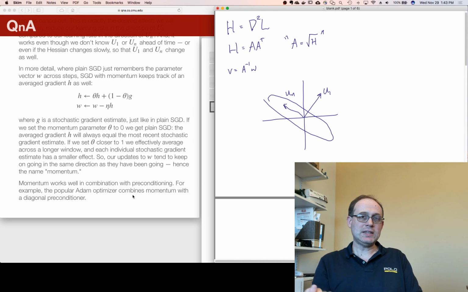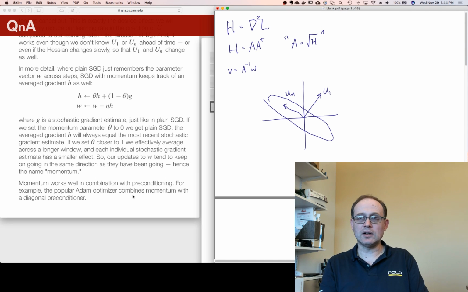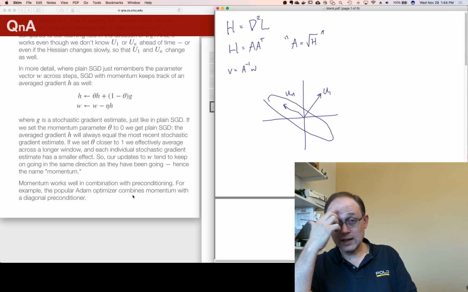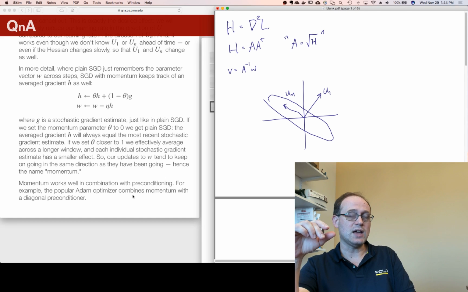And momentum and preconditioning, these are two orthogonal things you can do. You can do one or the other or both or neither, and their effects tend to be cumulative. So if you precondition and use momentum, you'll get the best of both worlds if you can come up with a good, inexpensive preconditioner. And momentum's always cheap, so it's almost always worth trying. All right, so that's everything I wanted to say about unconstrained optimization.